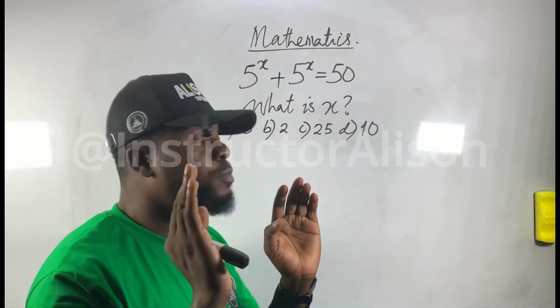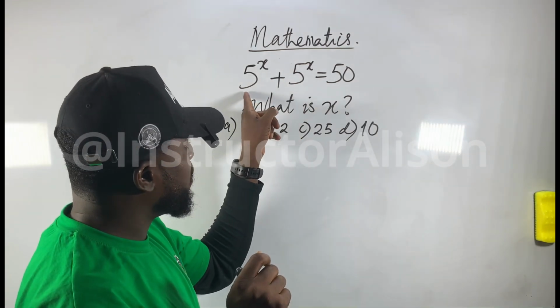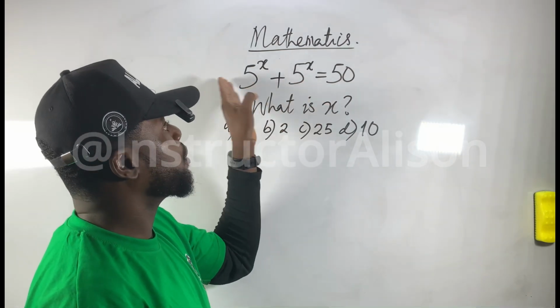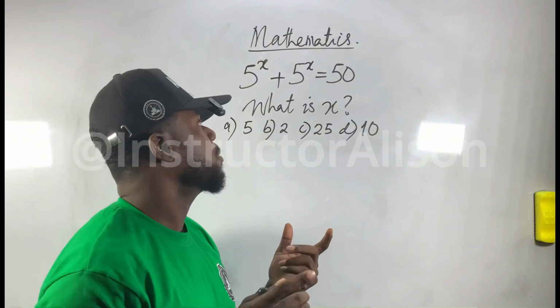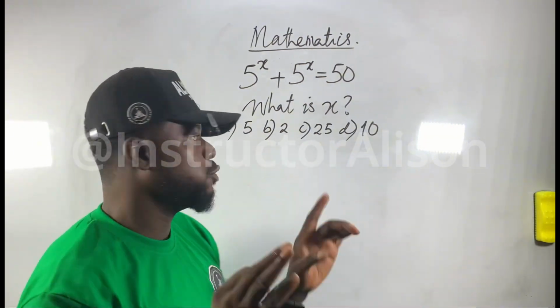Which number wey you go think wey be say if I put for this x and check 5 raised to the power of that number, e go give me answer. If I do the same thing here, if I come add this one and this one, e go give me 50. Now which number? Check among this option. Now the best way be that since they give you option, the best way now to use option.